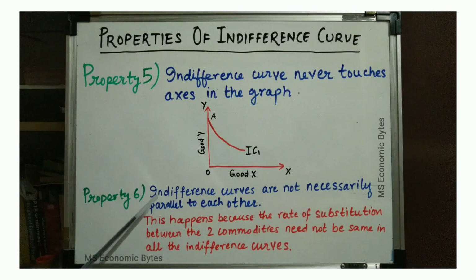The sixth property of indifference curve is that indifference curves are not necessarily parallel to each other. This happens because the rate of substitution between the two commodities need not be the same in all the indifference curves. So these are some of the main properties of indifference curve.